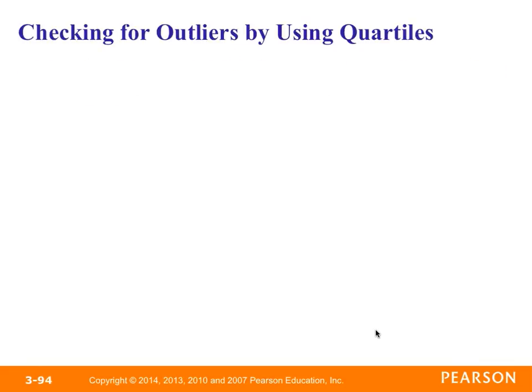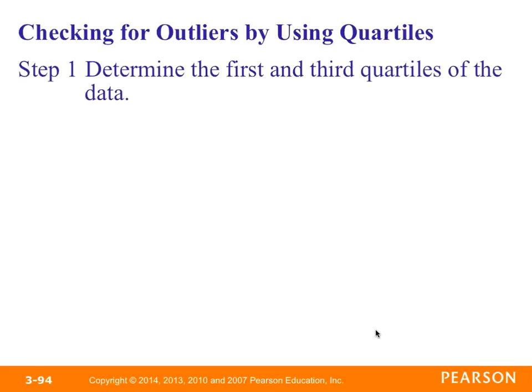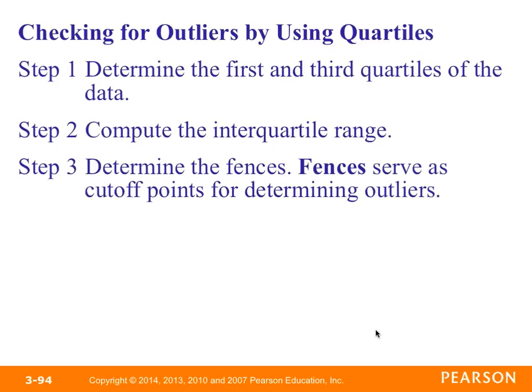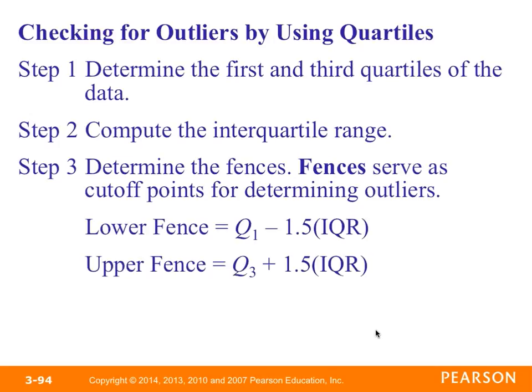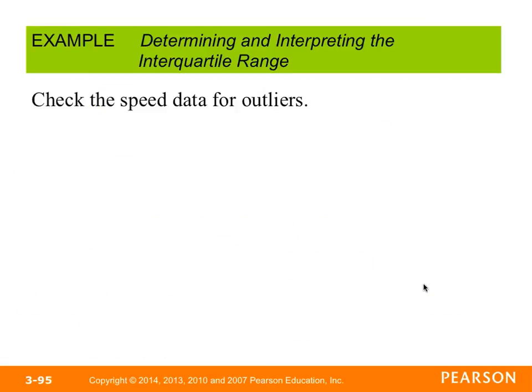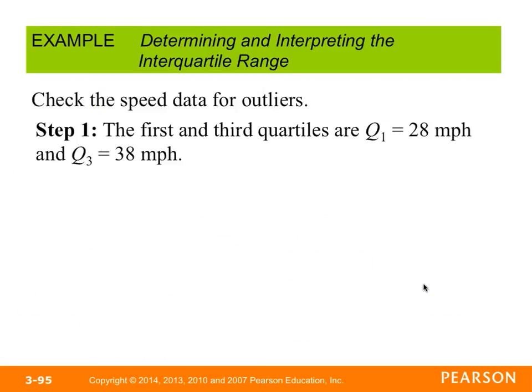Now, in order to check a data set for outliers, what you want to do first is find the first and the third quartiles, then find the IQR, and then determine something called the fences. The fences basically serve as cutoff points for determining outliers. In order to find your lower fence, you start at Q1 and you subtract 1.5 times your interquartile range. In order to find your upper fence, you take your Q3, which is your third quartile, and you add 1.5 times your IQR. If the data is less than the lower fence or larger than the upper fence, then it's an outlier. So let's check our speed data for outliers.